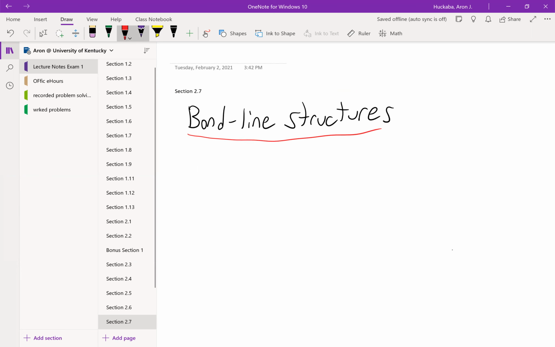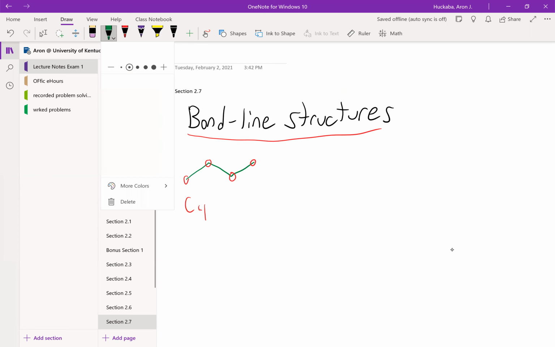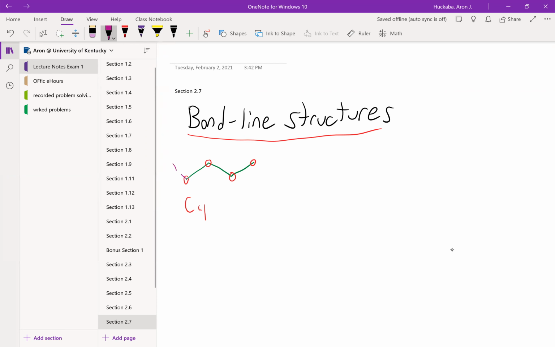Bond line structures, if you remember, are structures like this, where each vertex corresponds to a carbon, right? And this means in this molecule that I've drawn, there are 4 carbons. But if you also remember, there aren't just 4 carbons, there are also 10 hydrogens that I'm drawing in now. 5, 7, 10. C4H10.